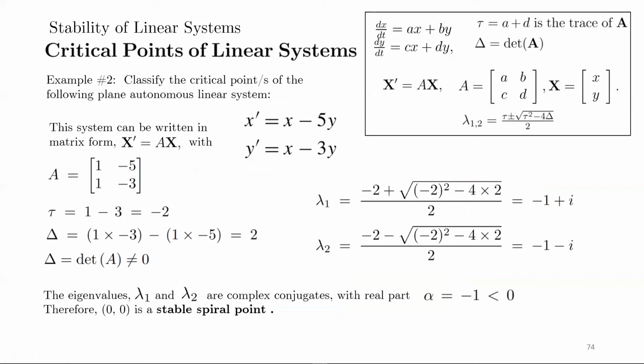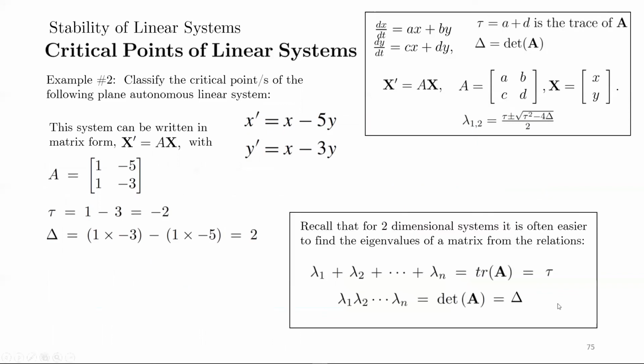Okay. And again, this is just a reminder that we can remember this formula here if we like, or we can recall that for a two-dimensional system, sometimes it's easier just to remember that the sum of the eigenvalues is the trace of the matrix, and the product of the eigenvalues is the determinant of the matrix.